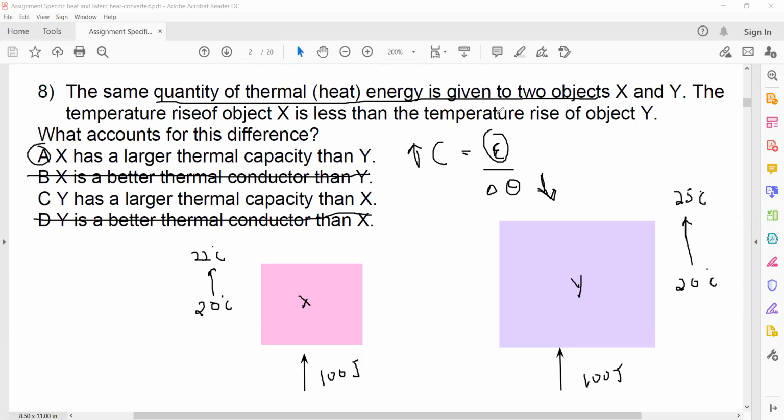Is it clear, this question? I gave an example also when I was explaining the topic that when you have two objects and you supply the same amount of energy, the object which shows a smaller change in temperature will have a higher thermal capacity.